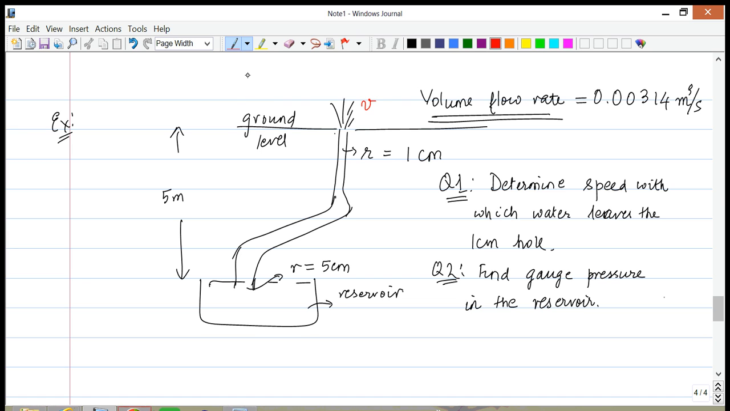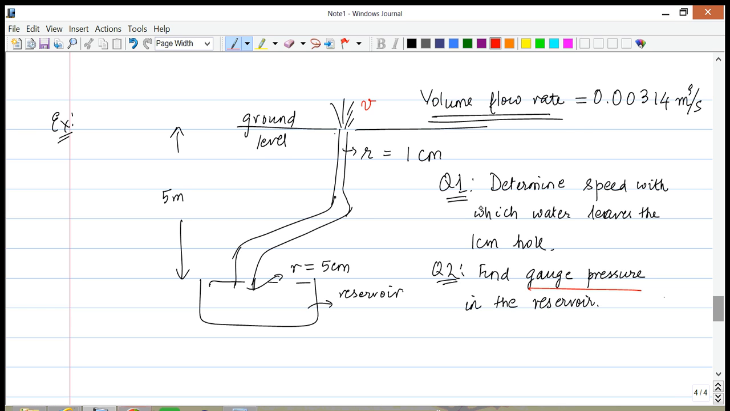hole. So we want to find the speed here, and then of course we want to find the gauge pressure. Now remember, we're asking for the gauge pressure in the reservoir. A big mistake here would be to say that the gauge pressure is rho gh. That is valid only when the fluid is at rest. Here the fluid is clearly flowing, so the gauge pressure would not be equal to rho gh. So we need to figure it out. We're going to have to use Bernoulli's equation to do this.